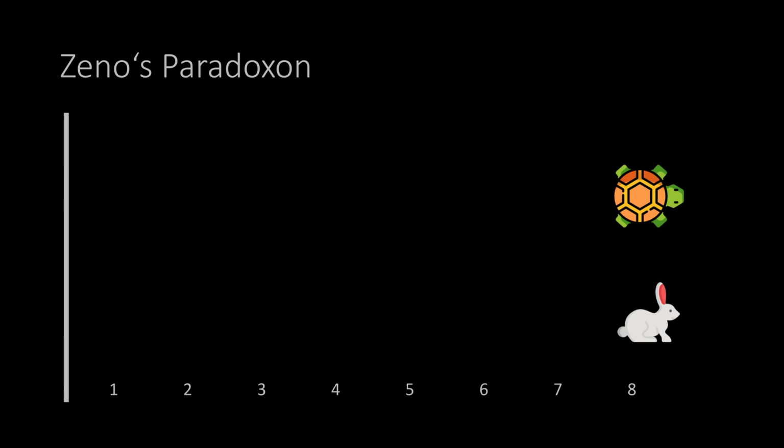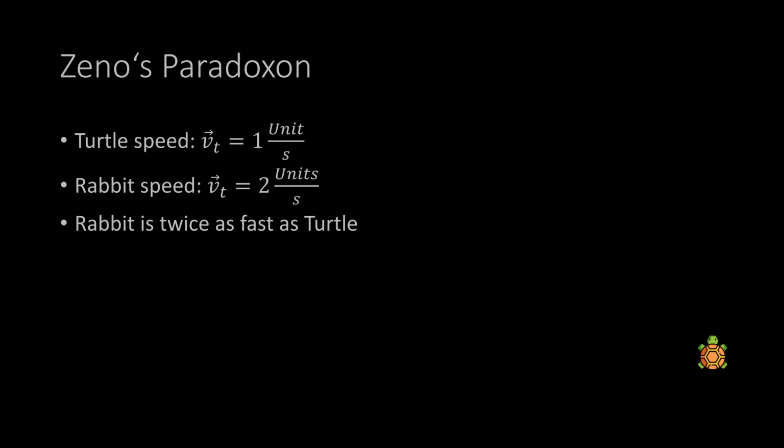So let's get to the actual paradox of Zeno. Before we go there, just a little annotation. In this example, the turtle speed will be 1 unit per second, and the rabbit speed will be 2 units per second. A unit can be any length, and I just enumerate them from 1 to wherever I need them. So in the end, the rabbit is twice as fast as the turtle. This ratio will become important later.